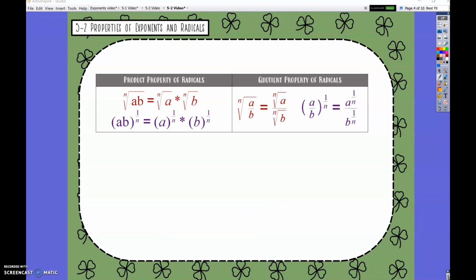You may want to take a second to pause and put these in your packet, but the properties of radicals when you multiply or when you take the quotient are here. You can break them up to help make it a little bit easier for you.